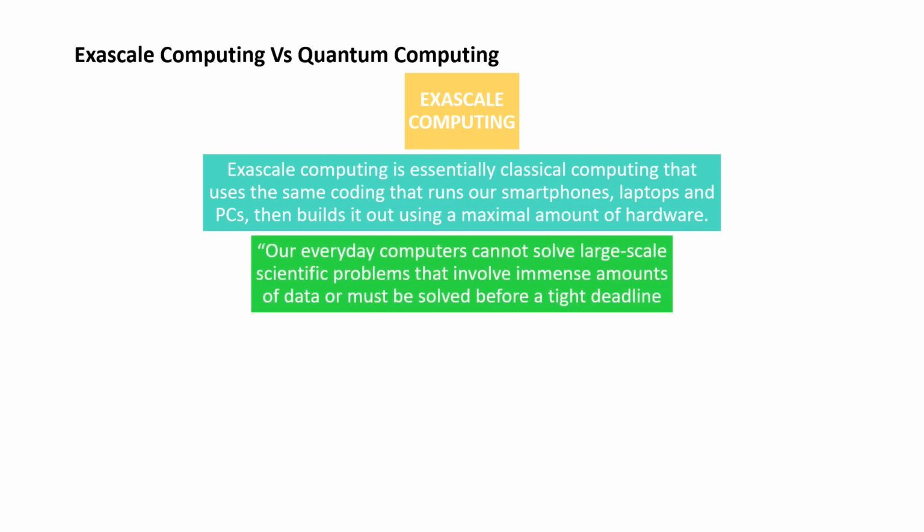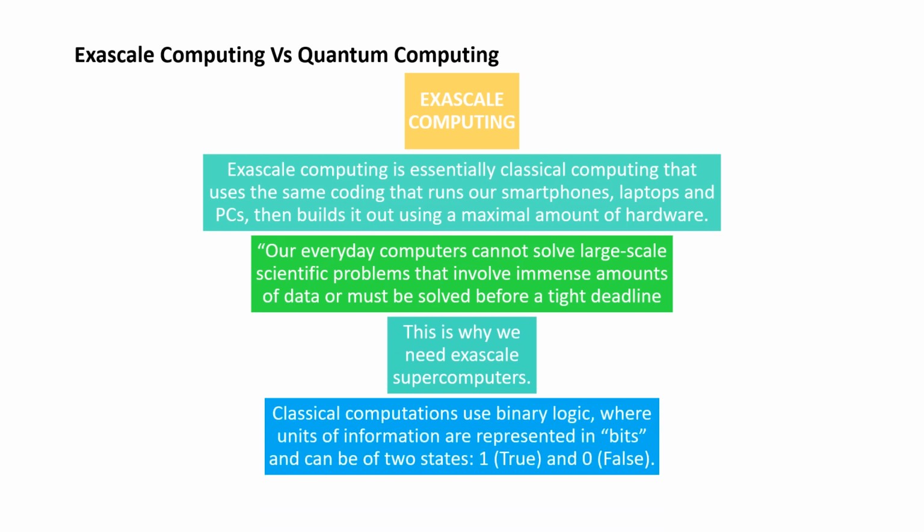Our everyday computers cannot solve large scientific problems that involve an immense amount of data before a tight deadline. This is why we need supercomputers. Classical computation uses binary logic, that is zeros and ones. The same logic is used in exascale computing also.